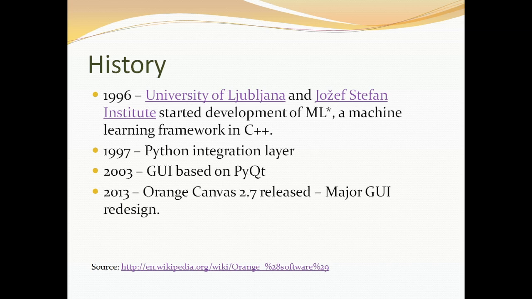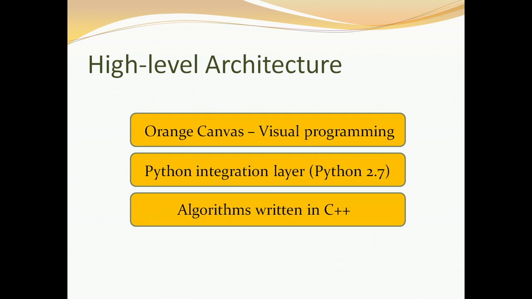A little bit about the history. Orange was a university project. Started in 1996 with C++ algorithms. Python was added shortly afterwards, and a GUI based on PyQt was available about 10, 11 years ago. In 2013, Orange Canvas 2.7 was a major redesign. So at the high-level architecture, we have algorithms written in C++ at the bottom. Right above that, we have Python integration, and at the highest level, the visual programming.